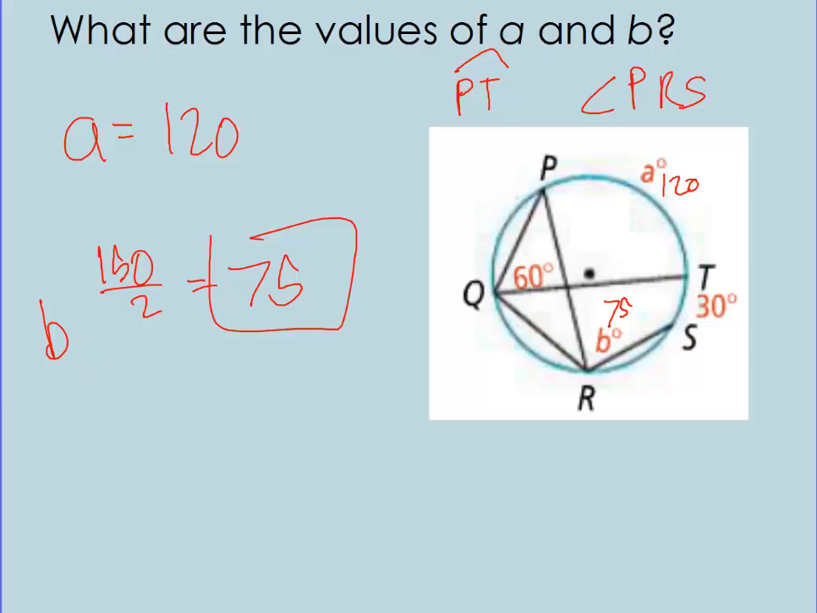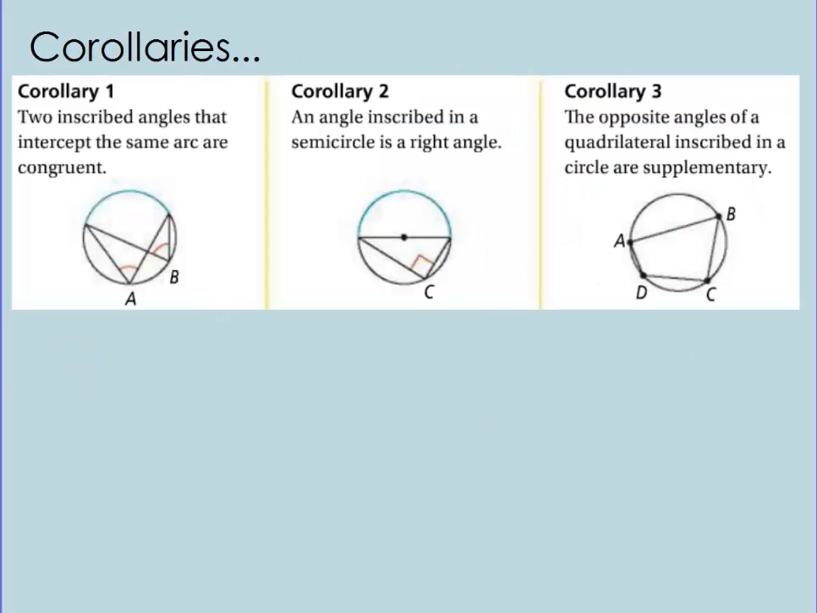That's neat. Here are some other corollaries to that theorem. If you have two inscribed angles that intercept the same arc, they're congruent, which makes sense because if they both match up with this arc, they're both going to be half the measure of that arc. So yeah, both angles would have to be congruent.